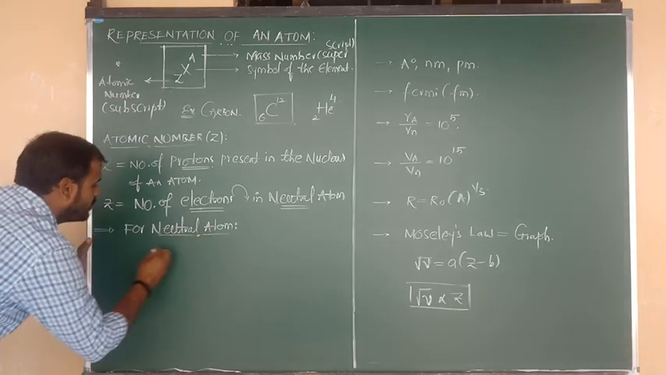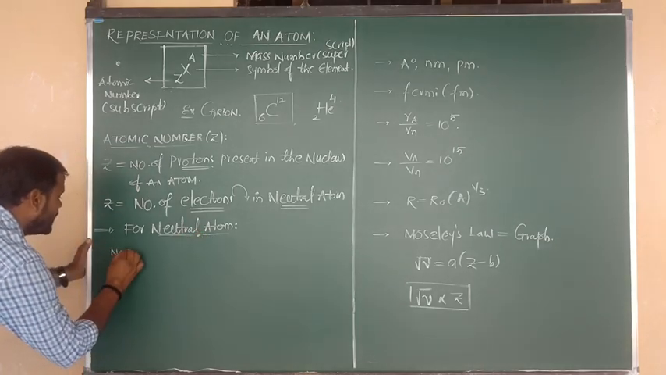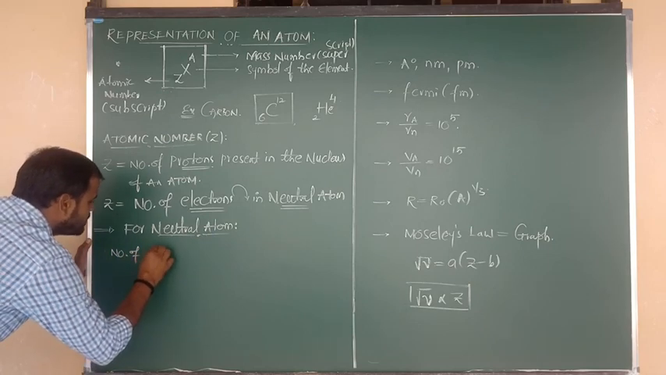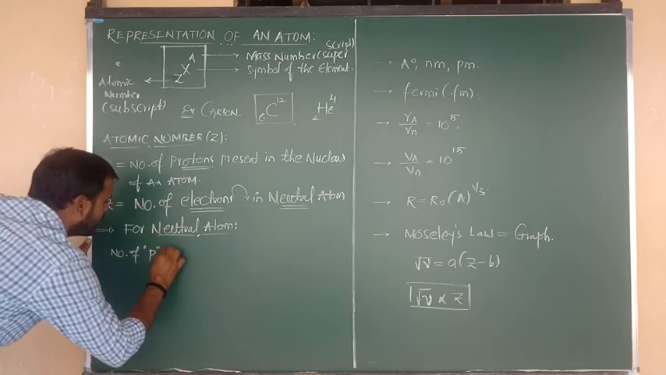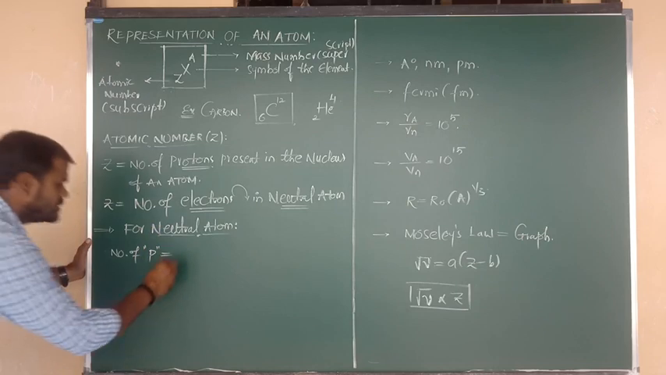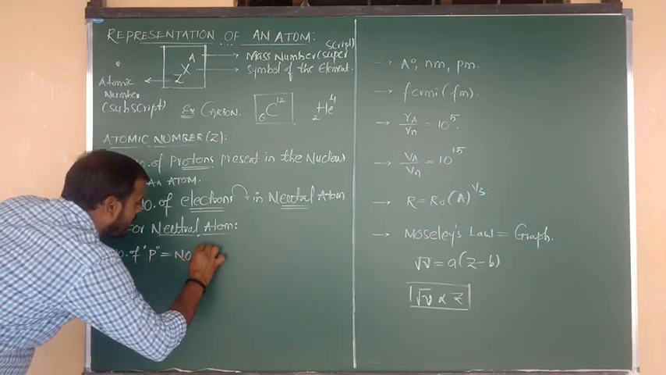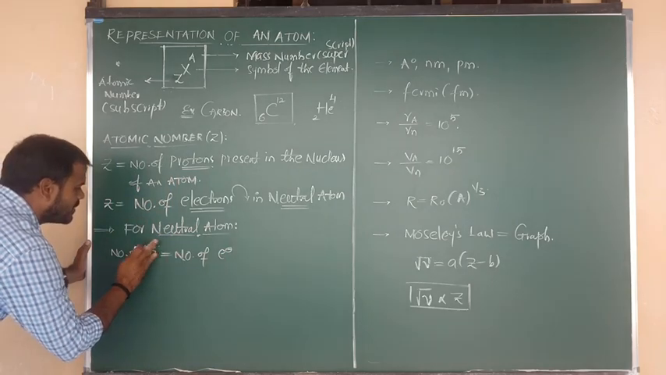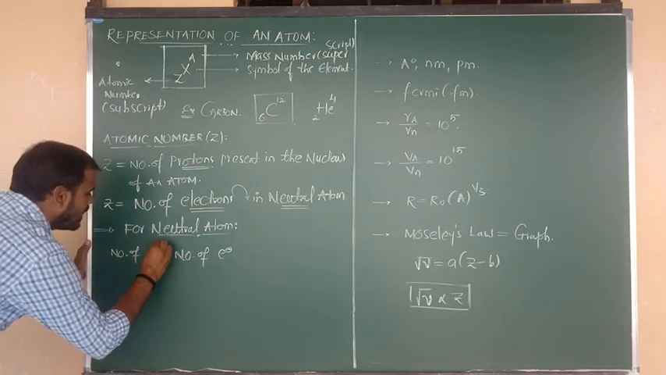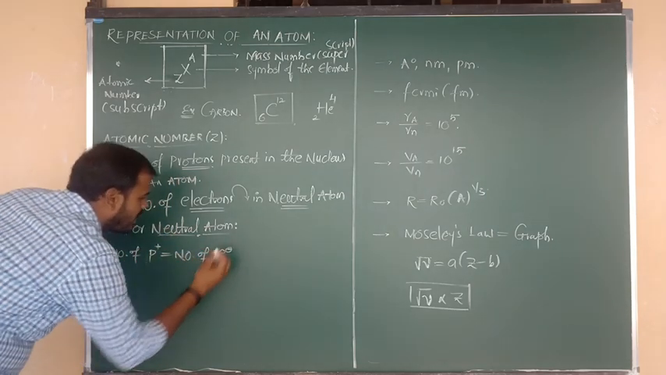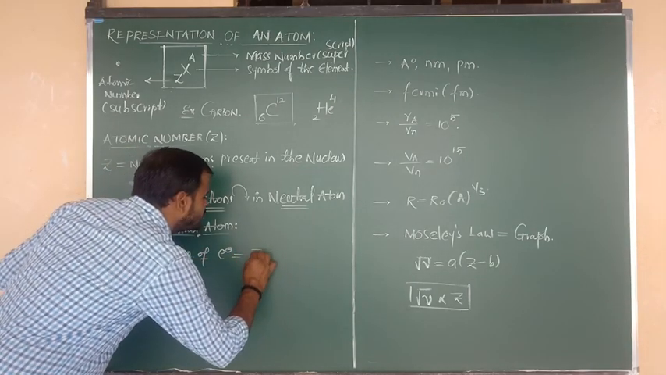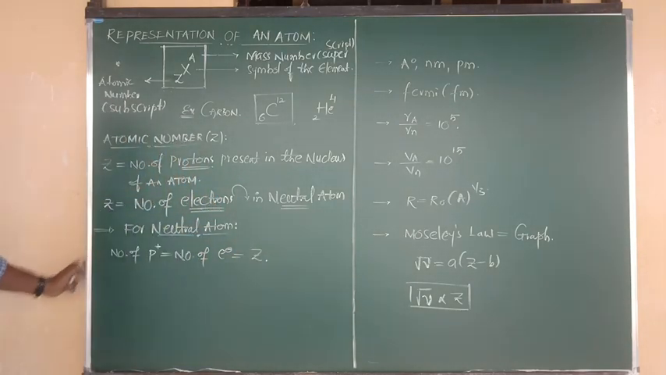In the case of neutral atom, you should remember this point very well. Number of protons, which I simply denote with the symbol P, must be equal to the number of electrons. The proton symbol is P plus, and the electron symbol is E minus. Both are equal to Z, which is the atomic number.